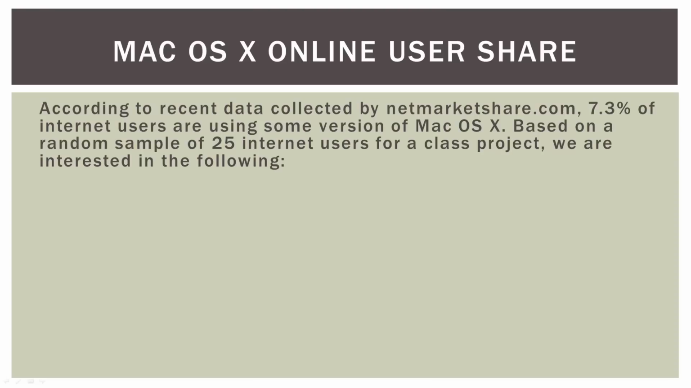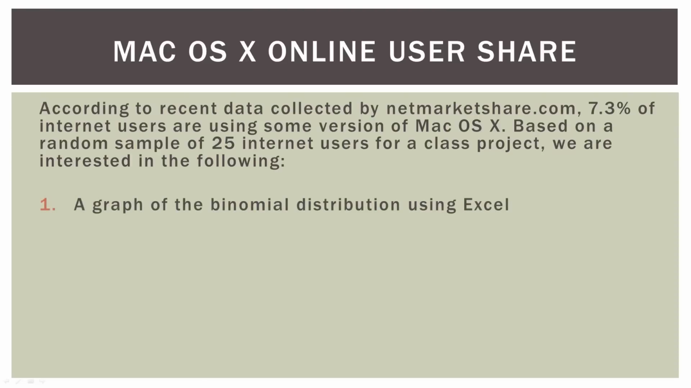Based on a random sample of 25 internet users for a class project, we are interested in the following. For a class project, you're going to randomly select 25 internet users that are a good cross-section of the internet user population, and they're going to answer some questions. The first thing we're going to do is graph the binomial distribution in Excel using the information we have above. We have 25 internet users in our sample, and a success probability of 7.3% or 0.073 in decimal form. We're going to use that information to make a binomial distribution graph in Excel.